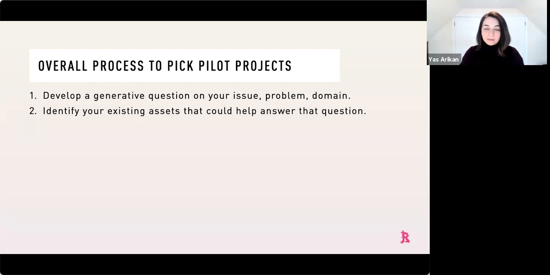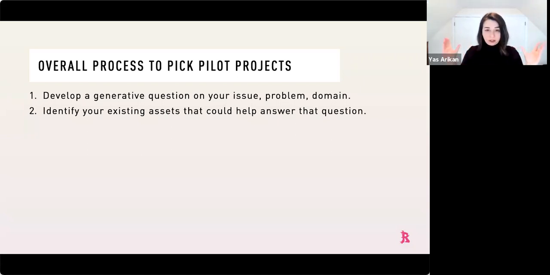Then the second step in this process is what I'm calling identifying your existing assets that could help answer that question. What are some assets you have? Assets can come in a variety of types. In an approach called strategic doing, assets means: what skills do you have? What social networks do you have? What physical assets, like maybe it's just your living room, or maybe it's equipment or a place? What are your physical assets? Do you have capital? Maybe you have access to programs you run.